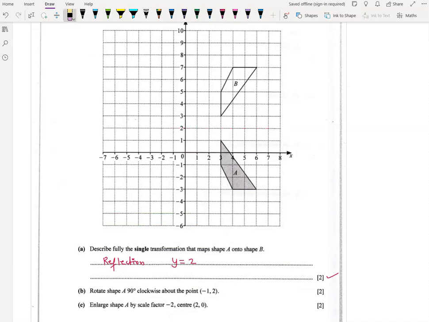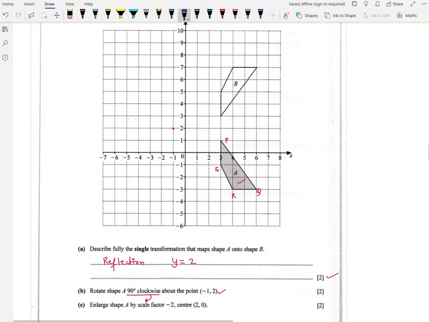Next part, rotate shape A 90 degrees clockwise about the point (-1, 2). So we need to rotate shape A 90 degrees clockwise, in this direction, about the point (-1, 2). Normally we prefer to use tracing paper, but here I'll show you without the tracing paper. Your center is (-1, 2), x is -1, y is 2. So this is your center. So let's name the coordinates of shape A as P, Q, R and S.